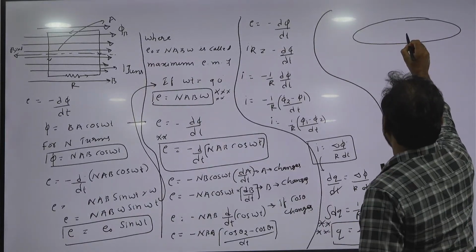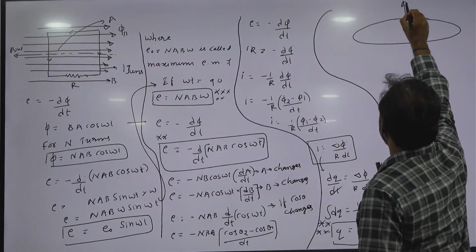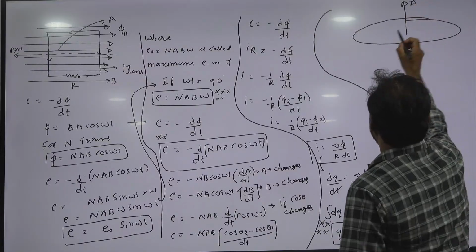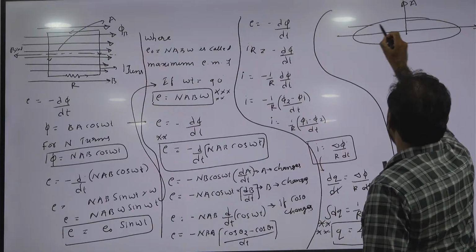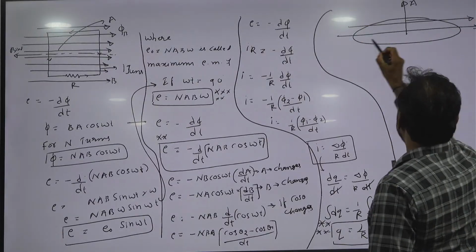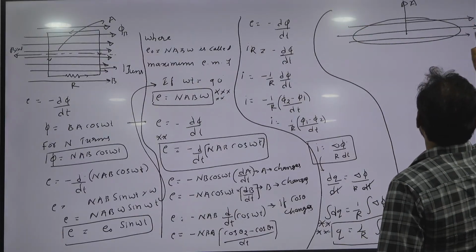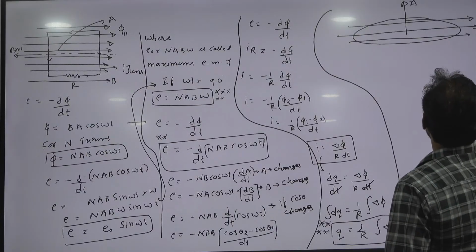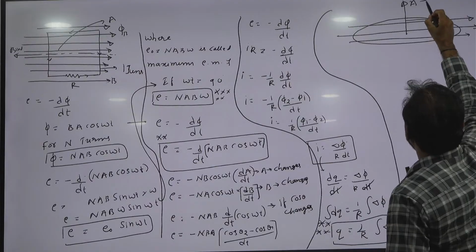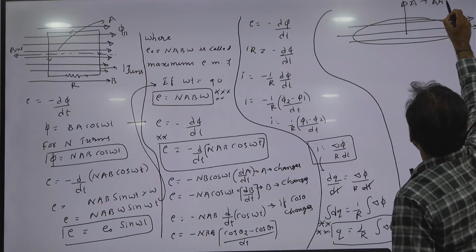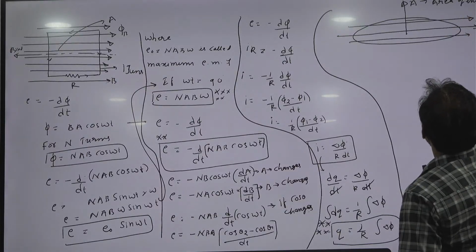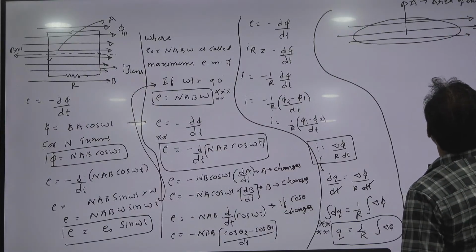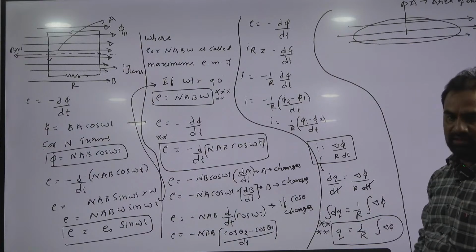Area vector will be like this. This is the area vector. Area vector will act along this direction. This is the plane of the loop, and this is the area of the loop. Okay, is it clear?